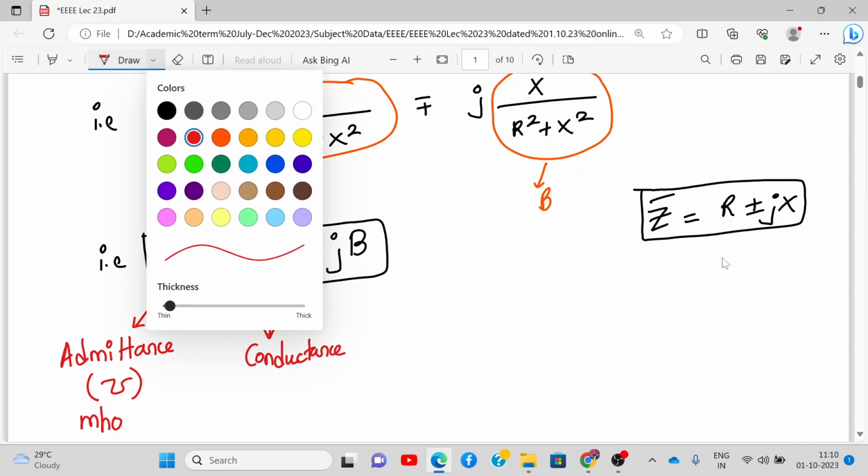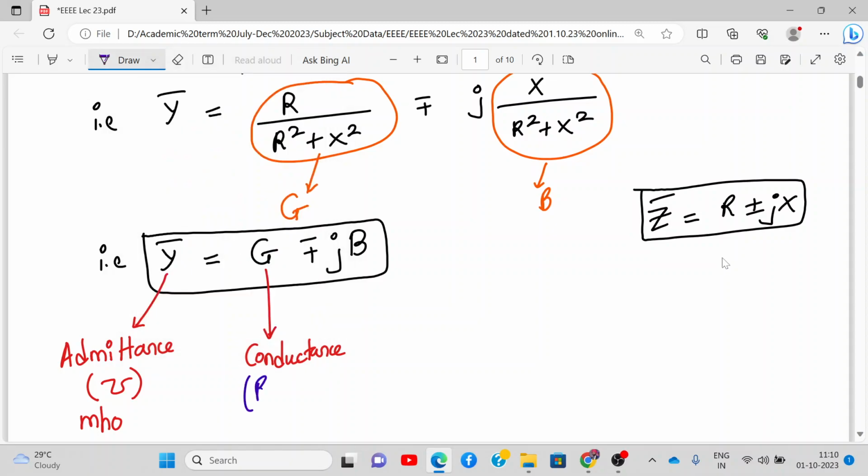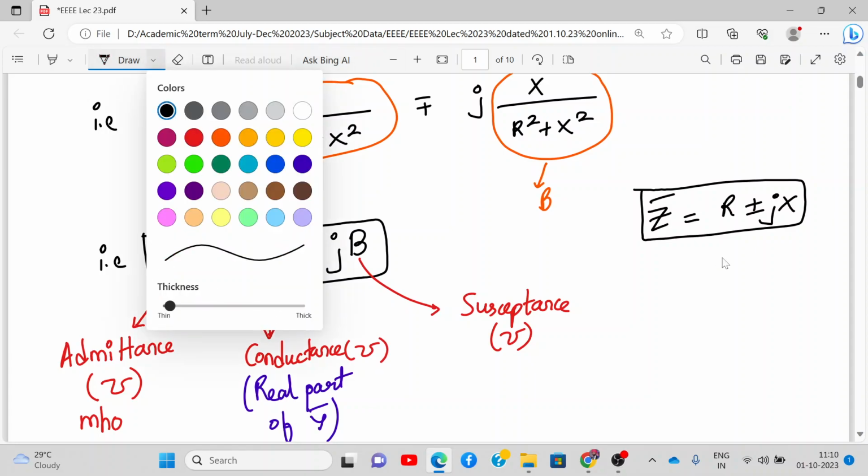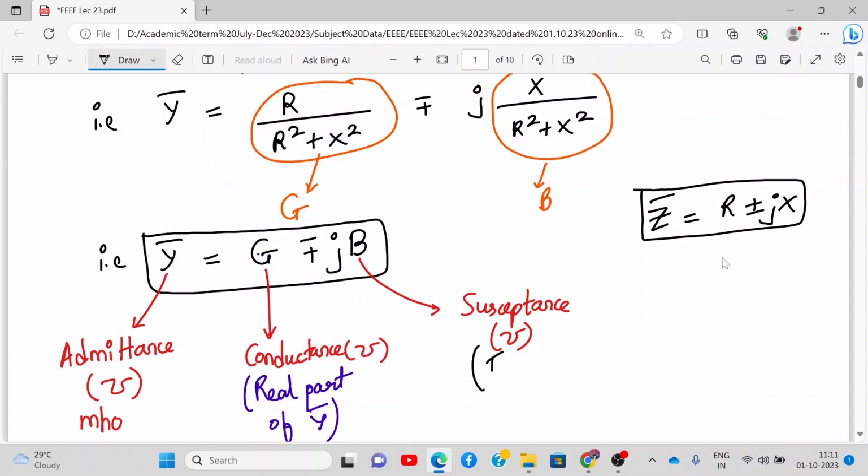Basically G is my real part, and B is the imaginary part. So G is the real part of Y bar. And next we have B. B is called susceptance. Its unit is also mho. And this is also the imaginary part of Y bar.